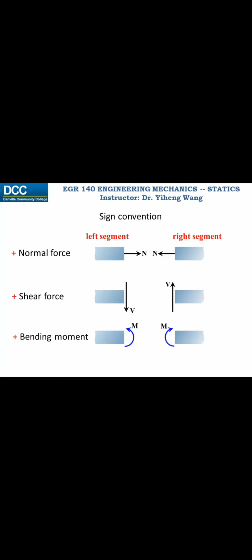I would suggest you always draw your unknown internal forces according to the sign convention to avoid confusion. Now let's quickly look at another example. Determine the internal forces at point C. Again, we are going to apply the method of sections. First, let's choose the side we want to solve.